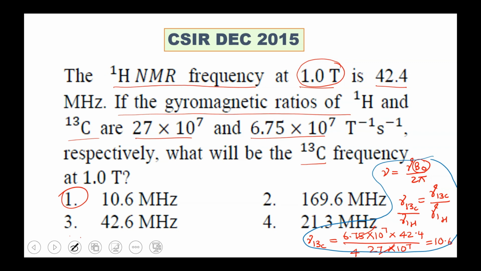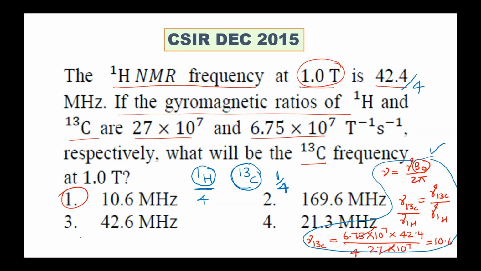I need not do all these calculations. If the proton frequency is given and they're asking for the carbon frequency, just divide the frequency of proton by 4. Finished. Because the gyromagnetic ratio of carbon is 1 by 4 the gyromagnetic ratio of proton. So 42.4 divided by 4. Finish. Within seconds you can answer this.